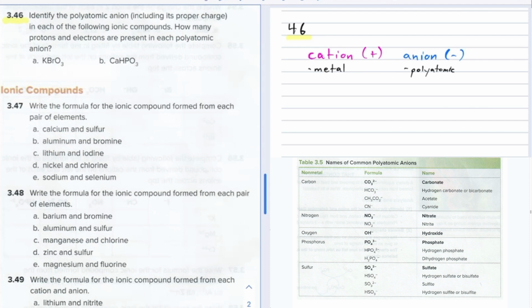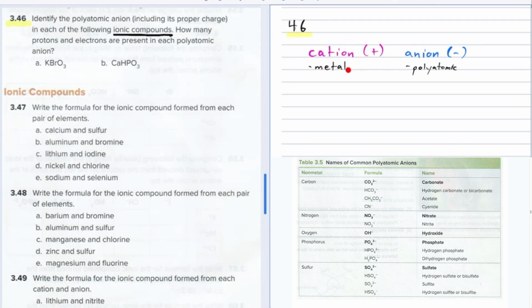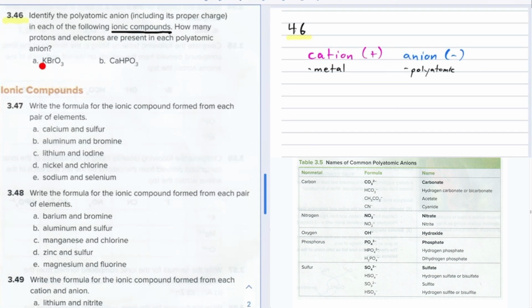Now, these are ionic compounds. Ionic compounds, of course, have a positive cation and a negative anion. Now, the cations for ionic compounds are almost always going to be metals. And so when you look in these formulas right here, you can identify the metals. You see potassium right there is K, and then calcium right there is Ca. Now the rest of it is going to be the polyatomic anion. So you've got BrO3 and HPO3.